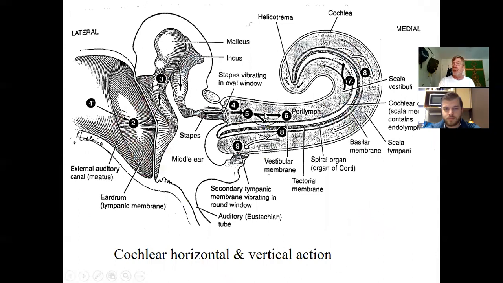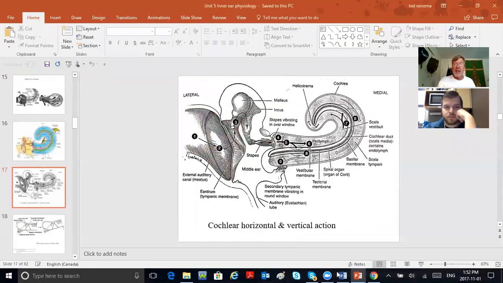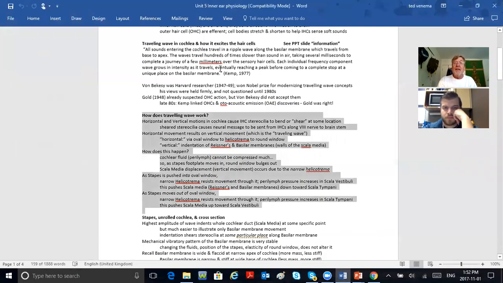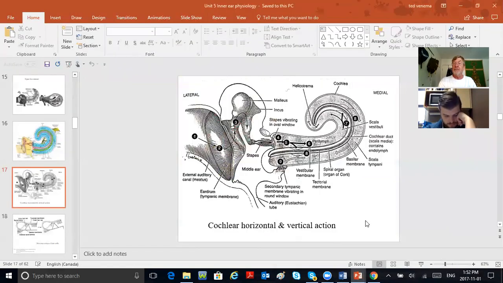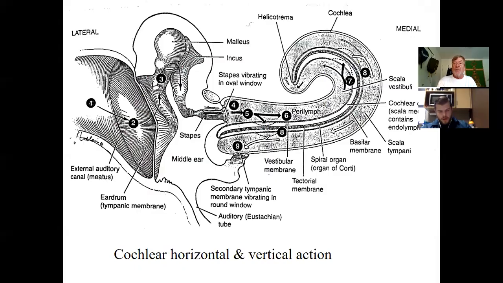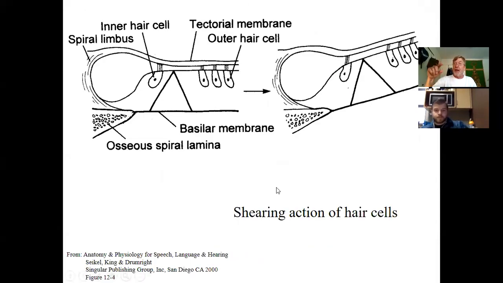Once again here, showing the same thing. Kind of a good picture. I quite like this picture. Kind of a nice drawing of the middle ear anyway. Foot plate of the stapes, the horizontal movement going out, and the vertical motion taking place at some unique spot along the basilar membrane. Much as Kemp had said here. Eventually reaching a peak before coming to a complete stop at a unique place along the basilar membrane. The traveling wave. Okay, here we have it. So, moving right along, wherever that traveling wave does occur, you've got that shearing action shown here.